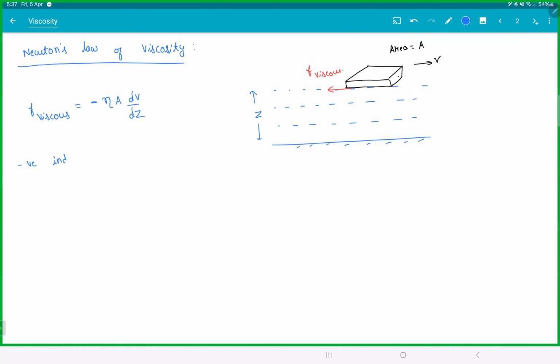Negative indicates opposition to relative motion. A is the area in contact with the liquid. Eta is called the coefficient of viscosity for the fluid.